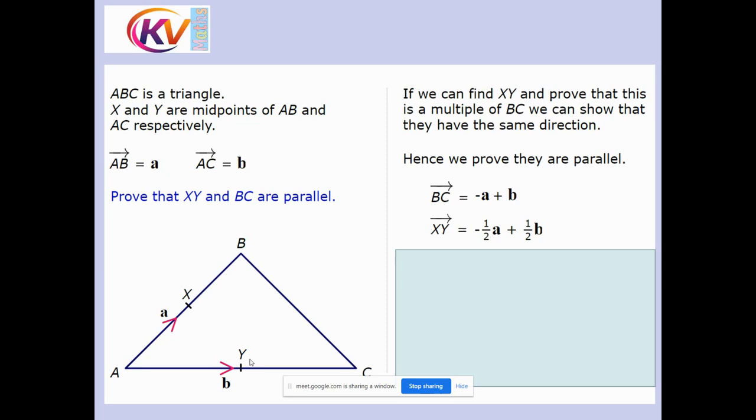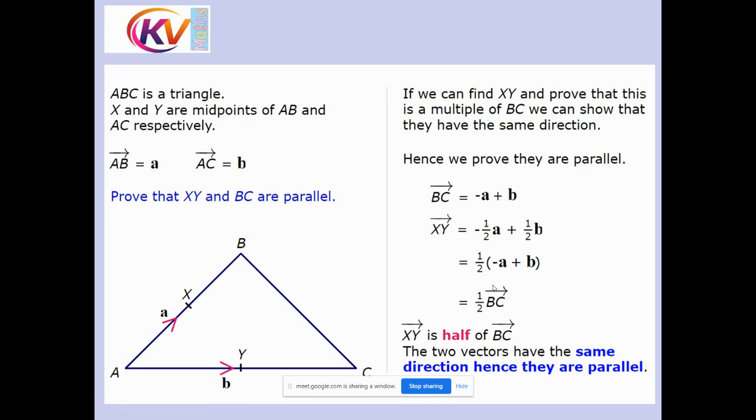At that point then, remember we wanted to prove that they're parallel. So we need to show that they're a multiple of one another. So we need to factorize out something that helps us to compare the two. The thing that they've both got in common in XY is the half. So if we factorize the half outside of a bracket, we end up with XY being equal to a half of negative a plus b. And that tells us it's a half of BC, because we know BC was negative a plus b, and this is a half of negative a plus b. So we've shown that XY is actually equal to a half of BC.